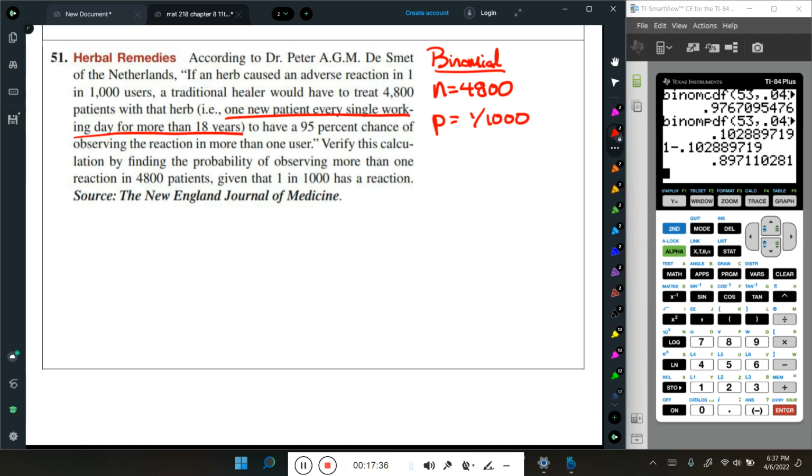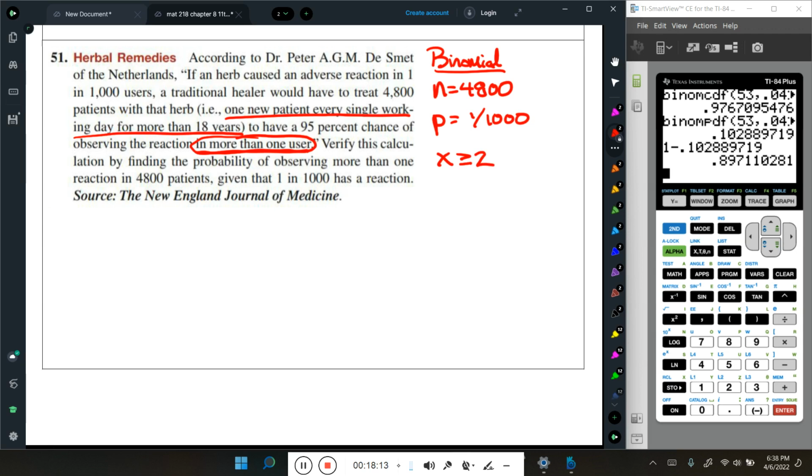And I want to find out what is the probability that I will see a reaction in more than one user. So I want x to be greater than or equal to 1. Oh, wait a second. No, I don't. What does it mean to say more than one user? Well, more than one user means 2 or more. Whew, man, that slippery language almost got me. So that's what I want.